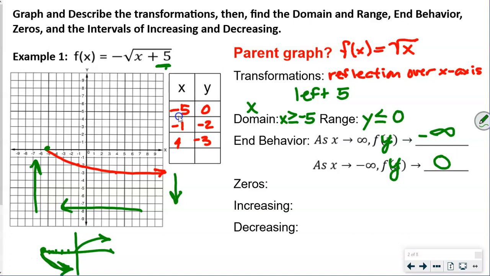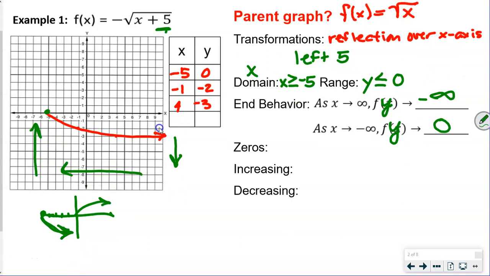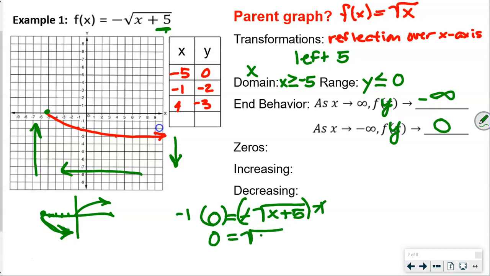Now, when we talk about zeros, what we're talking about is setting the equation that we have equal to 0 because we want to find the x-intercepts. So when we do that, we're going to say 0 is equal to negative square root of x plus 5. So we would multiply both sides of this times negative 1 so that we can get rid of that. So we end up with 0 here. And then that's going to be the square root of x plus 5. Recall that the way we get rid of a square root is to square it on both sides. So that's going to be 0 is equal to x plus 5. Then we're going to subtract 5 from both sides.